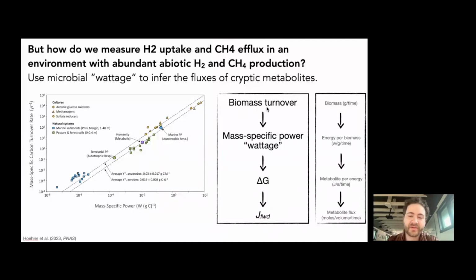And what we're able to do is use this calibration to turn our biomass turnover rates that we measured empirically with the NanoSIMS to calculate mass-specific power, or the wattage of the cells. And if we know the power of the cells and the delta G of their metabolism, say autotrophic methanogenesis, we can then calculate the metabolite flux in terms of moles of H2 or methane per unit volume, per unit time, and kind of start to estimate these things at the landscape scale.